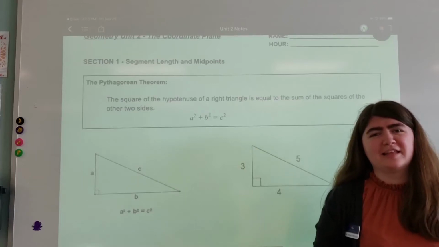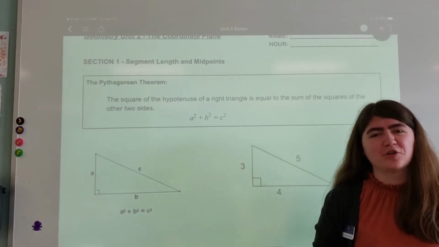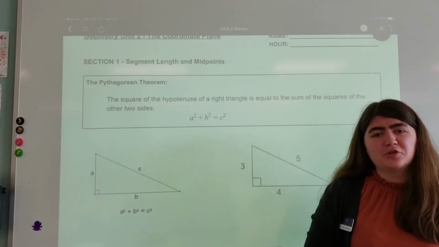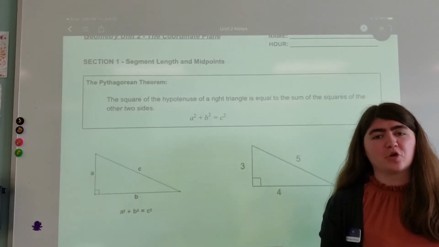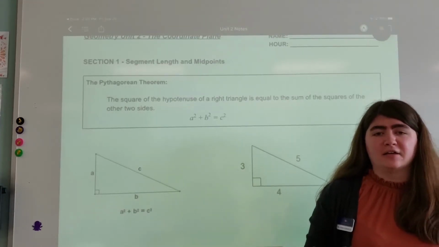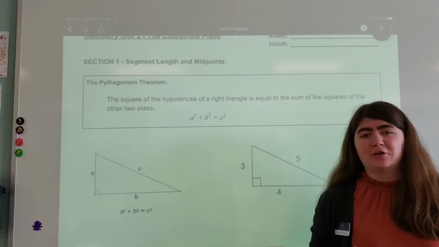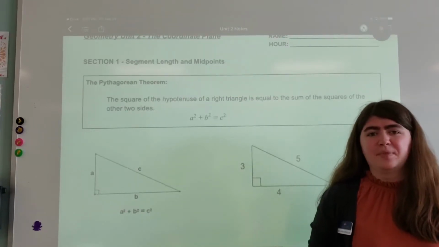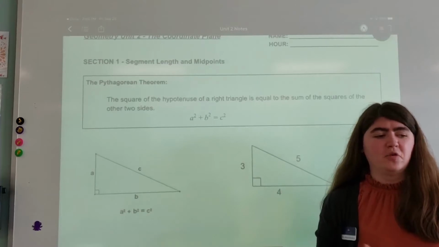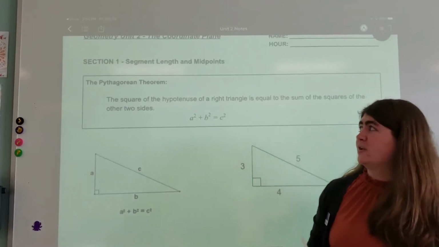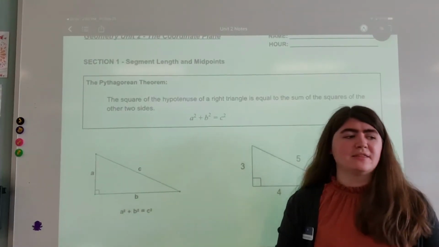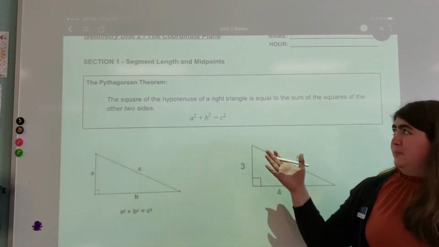Hello everyone, in today's video we will be covering our first lesson of Unit 2. Unit 2 is covering all sorts of things about the coordinate plane, looking at some more segments, angles, distances, midpoints, and a few other things as well. Today we are starting with section 1 called Segment Length and Midpoints.